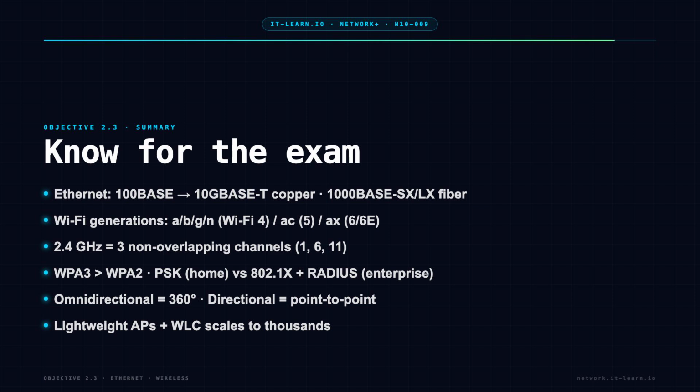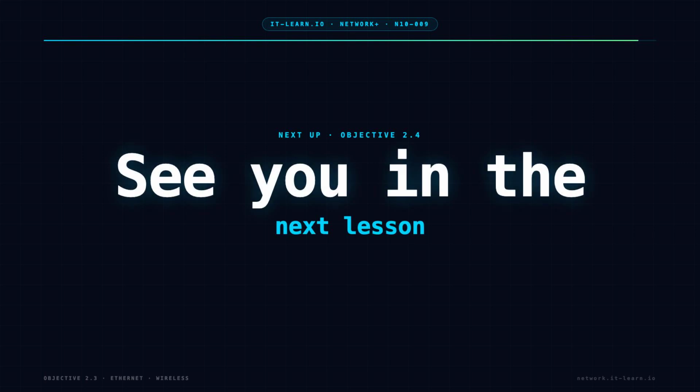Let's wrap up. Ethernet solutions span from Fast Ethernet to 100 Gigabit Ethernet using copper and fiber. Wireless standards have evolved from 802.11b to Wi-Fi 6E. Proper wireless security, authentication, and antenna selection are essential for deployment. For the exam, know the speeds, distances, and media types for each standard.